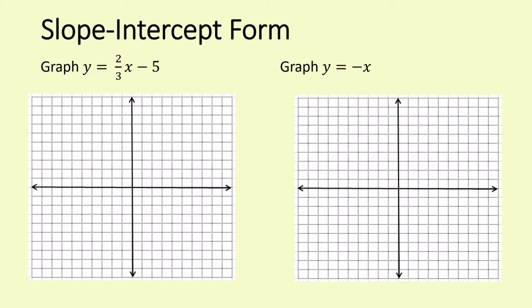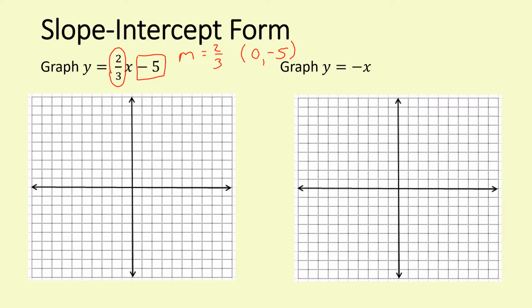First form that we're going to refresh on is slope-intercept form. The reason this is called slope-intercept form is because when we look at this equation, we can pull out the slope, which is right in front of the x. So the slope is 2/3. And we can pull out the y-intercept, which is written as a point, always a 0 for the x, so (0, -5).